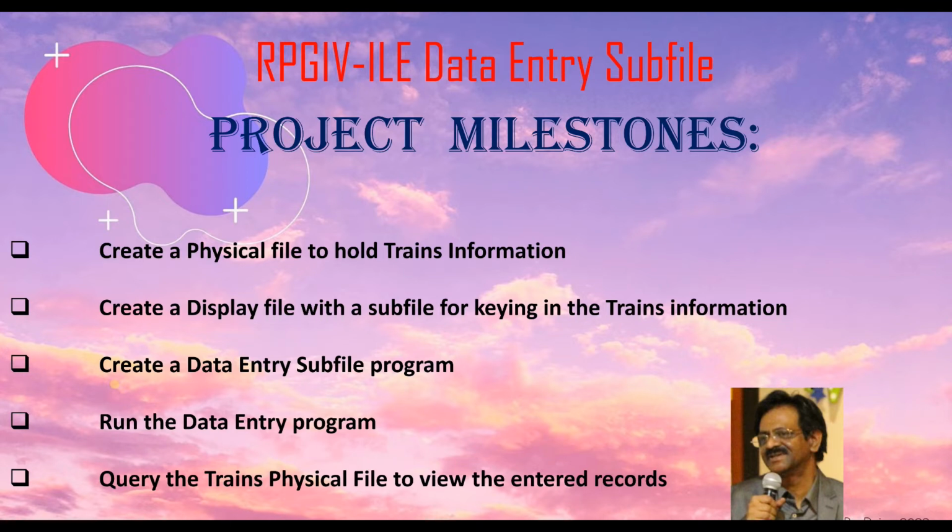In this magical session, we will cast a spell to create a physical file to hold train's information, create a display file with a subfile for keying in the train's information to enable heads-down data entry, create a data entry subfile program to enter data into the train's information database file, run the data entry program to populate the physical file with the train's information, query the train's physical file to view the entered records.